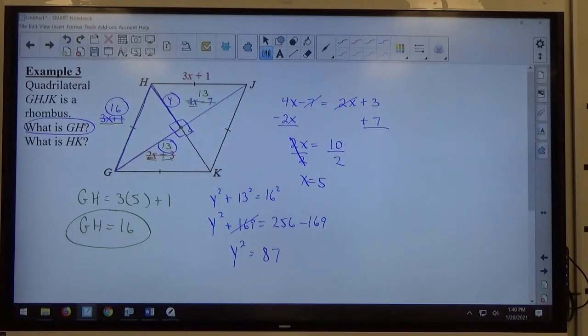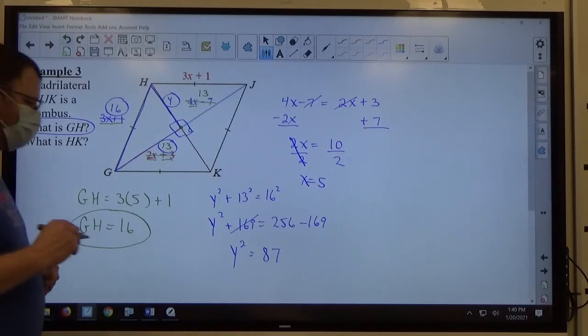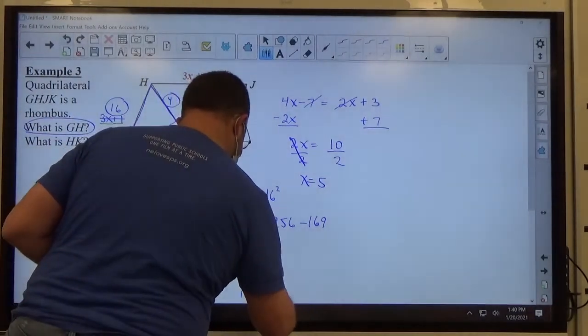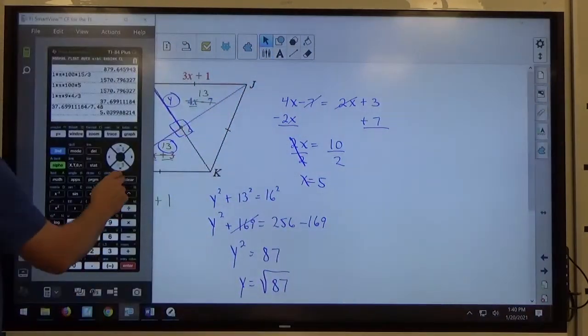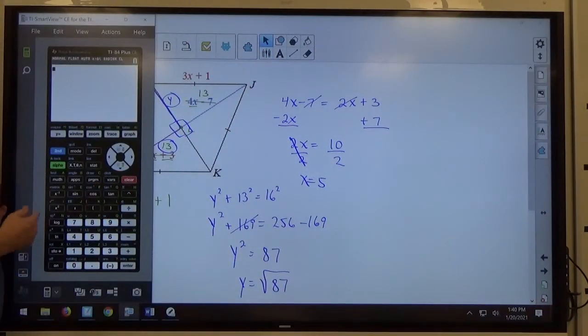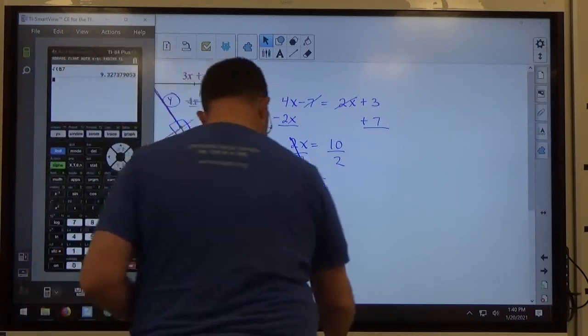And if y squared equals 87, y is going to equal the square root of 87. We grab our calculator, because I don't know what the square root of 87 is off the top of my head. It's bigger than 9, right? The square root of 81 is 9, the square root of 100 is 10, so between 9 and 10. But to get a more accurate answer, the square root of 87 equals 9.33. Go a couple decimal places.